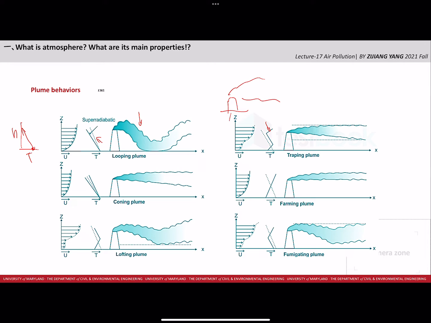Okay, anyway, so we may also have something like this. In this case, we can see the temperature gradient change at a certain height. And in this case, we can have a boundary, because the cold air is at the bottom and the hot air is at the top. So it is very stable. So the pollutant cannot get into this layer.